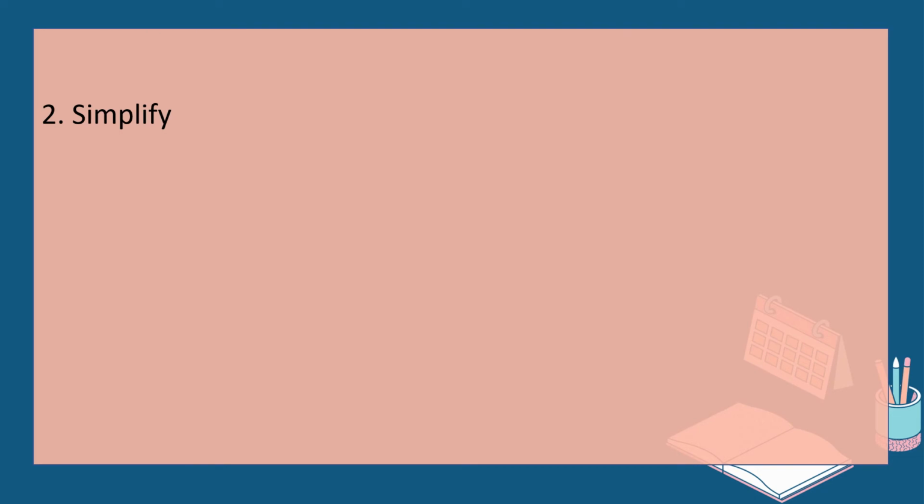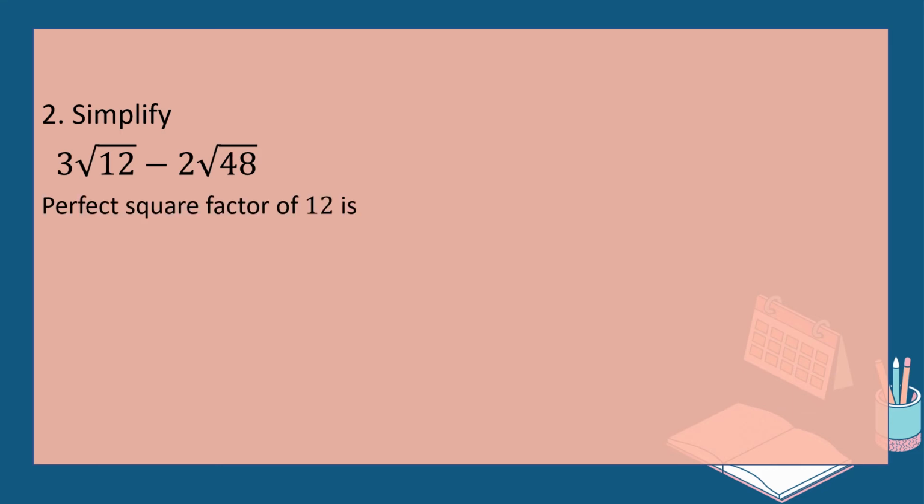For our second example, we simplify 3 square root of 12 minus 2 square root of 48. Square root of 12 can be simplified. And the perfect square factor of 12 is 4. So 3 square root of 12 will now be written as 3 square root of 4 times square root of 3.